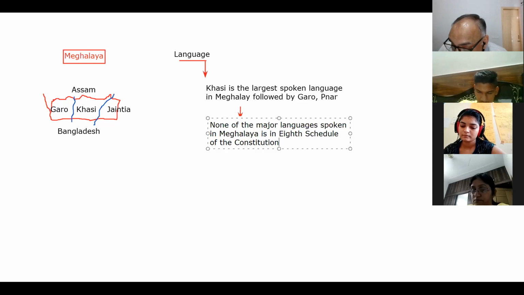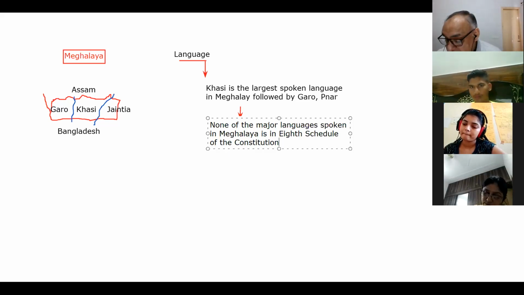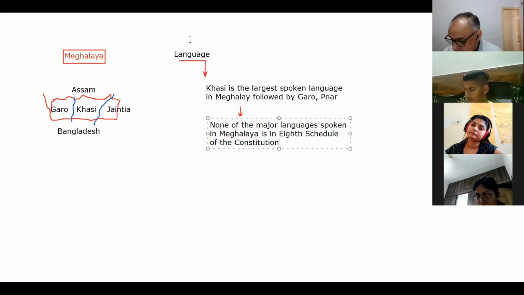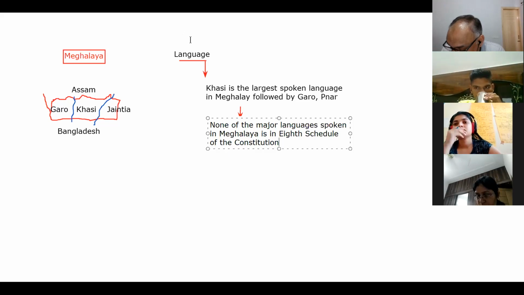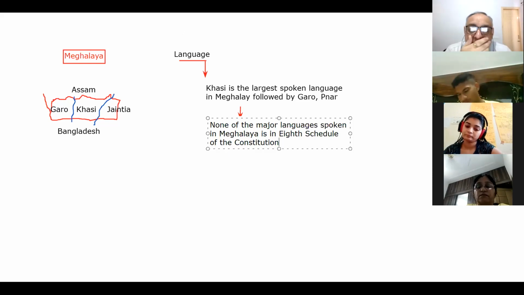So next we can say it is mainly an agrarian society. This is mainly an agrarian society, we can say. Okay. So now the next important thing which we will discuss here is insurgency or some problems in Meghalaya. Right?